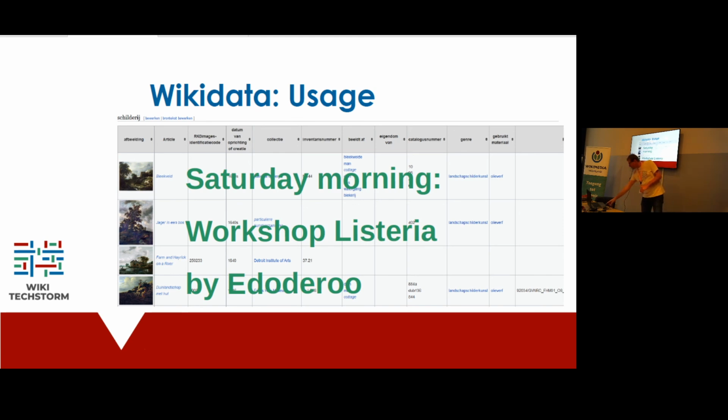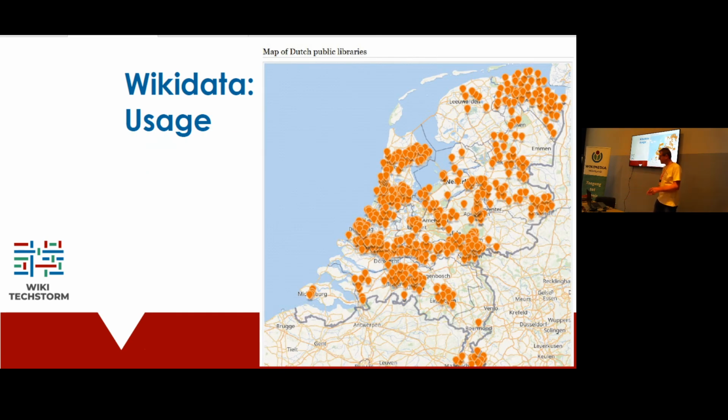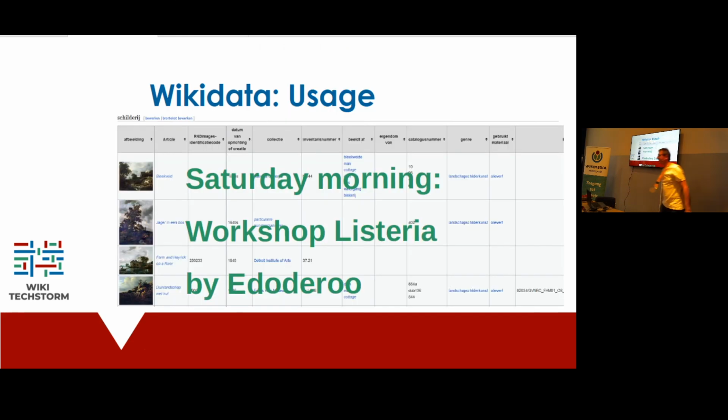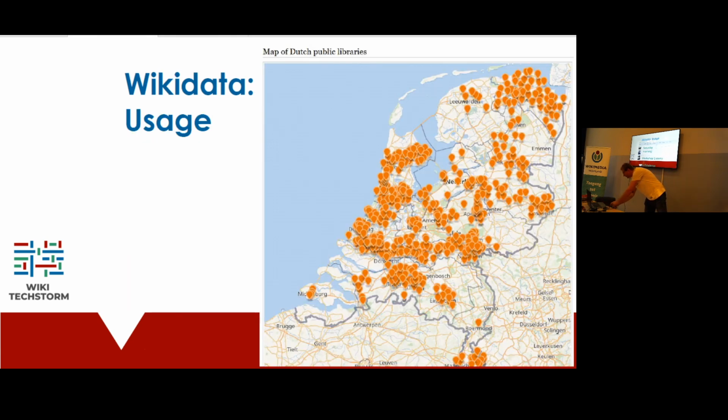And another usage is maps. This map is a map of all Dutch public libraries, almost. It's just created from Wikidata. All information in this map is available in Wikidata. It has the libraries, it has the location of the library, the exact location in geo-coordinates. We can put it on the map. Interested? Saturday morning. Probably 9 o'clock.